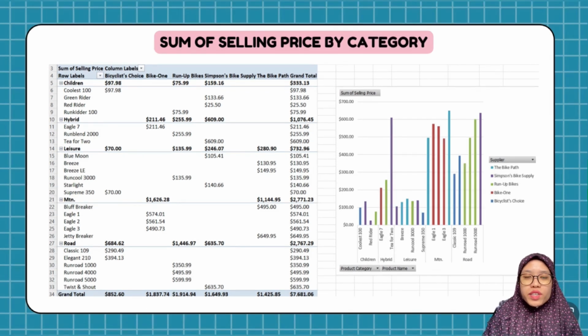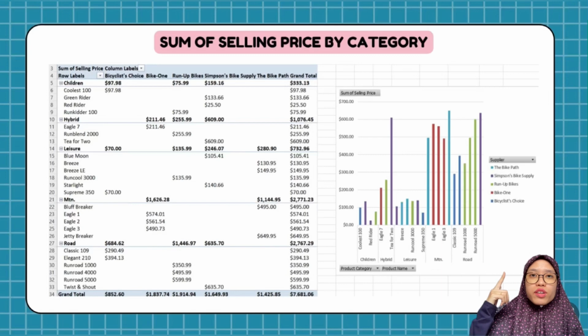For our second pivot table and chart, we have the sum of selling price by category. In this table, you can see in the rows we have the category of bicycles and also the name of the products, whereas in the columns we have the name of the supplier. The grand total of the selling price is $7,681.06. This amount is made up of 5 categories, which are the children, hybrid, leisure, mountain, and also the road category.